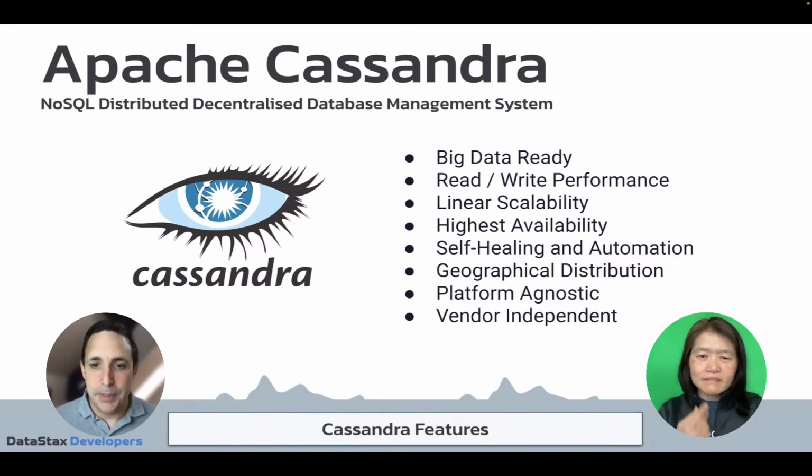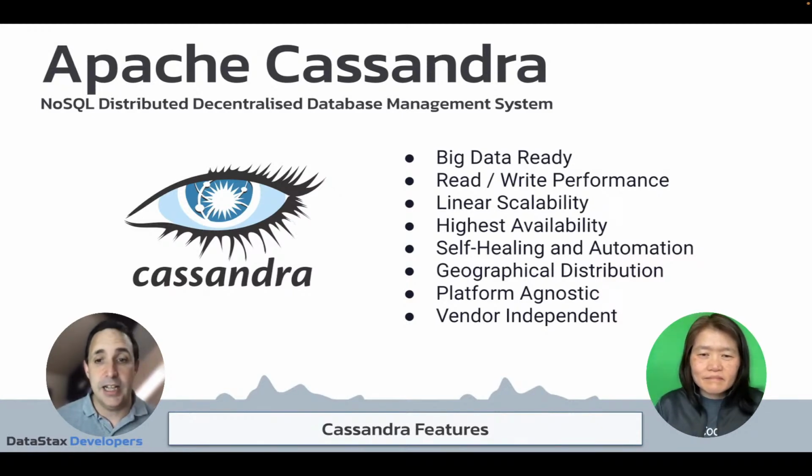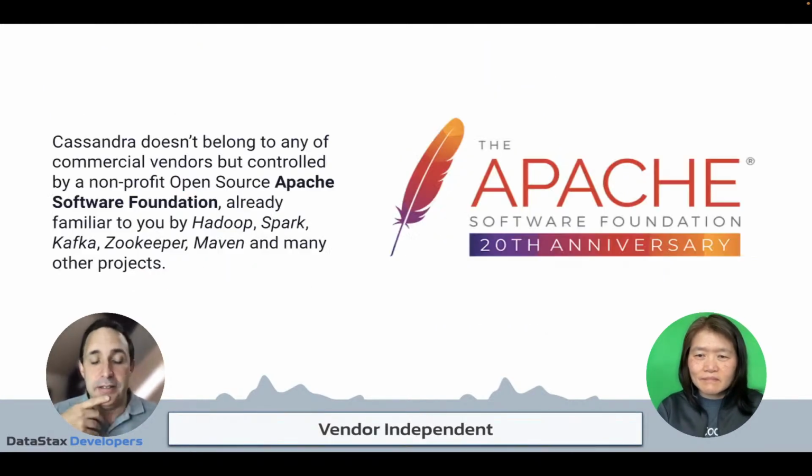And here are some big cool terms: big data ready, read and write super fast, linear scalability, high availability, self-healing, and vendor independent. Quickly, it's an Apache project, so there is no risk for the license to change. Lately some databases decided to change the license to protect themselves against the cloud providers. I can understand that. Cassandra will not change, and so it's Apache and will stay Apache.